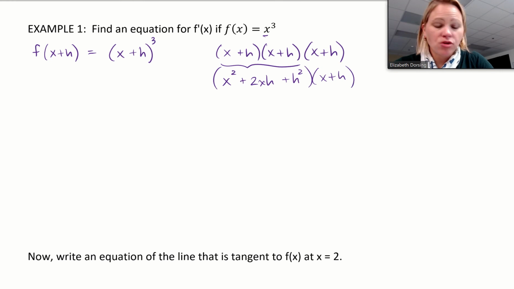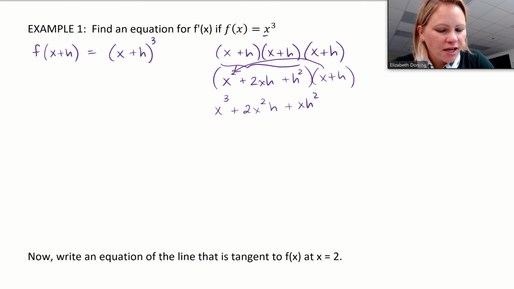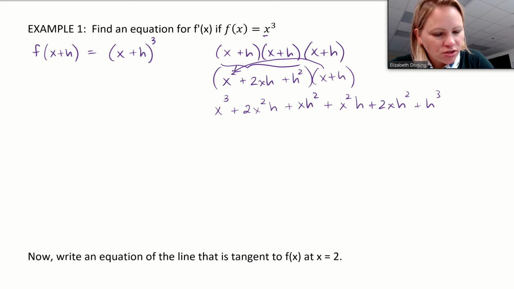And then I'm going to use my distributive property. So I'm going to go ahead and distribute the smaller one into the larger one. So I get x cubed plus 2x squared h plus xh squared. Now I'm going to distribute the h through, plus x squared h plus 2xh squared plus h cubed. So when I clean this up and combine some like terms, I'm going to have x cubed plus 3x squared h plus 3xh squared plus h cubed.